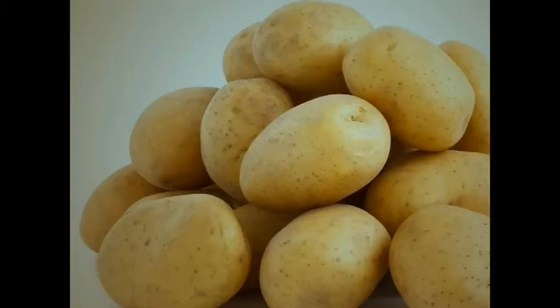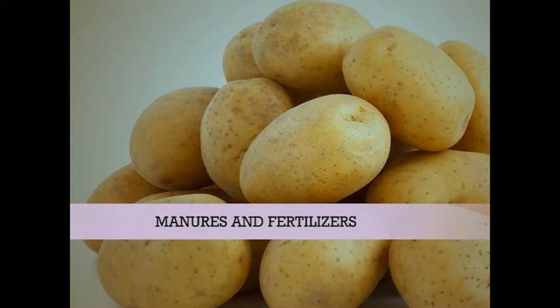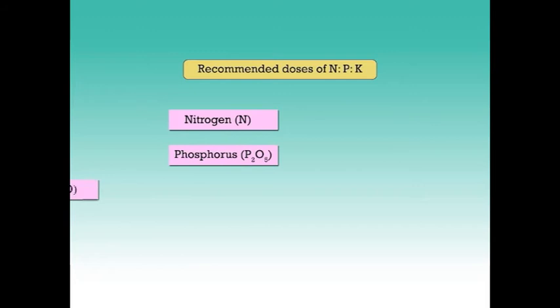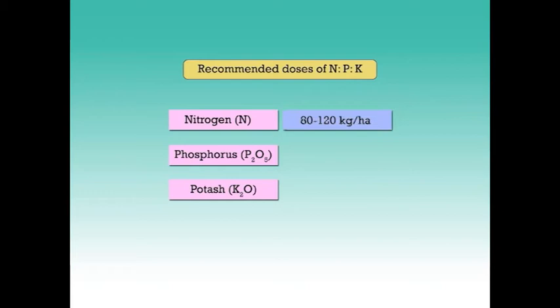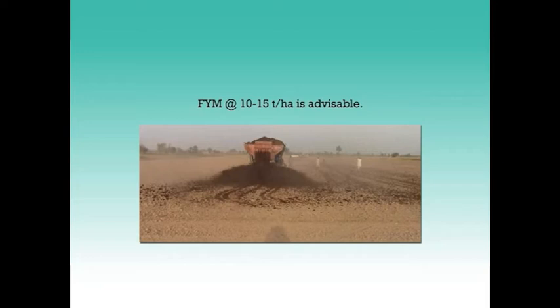Now, let's come to manures and fertilization of this crop. Recommended dose of nitrogen, phosphorus and potash per hectare for different regions are 80-120, 60-80 and 100-120 kg per hectare respectively, depending on the agroclimatic and soil conditions. FYM at the rate of 10 to 15 tons per hectare is advisable.